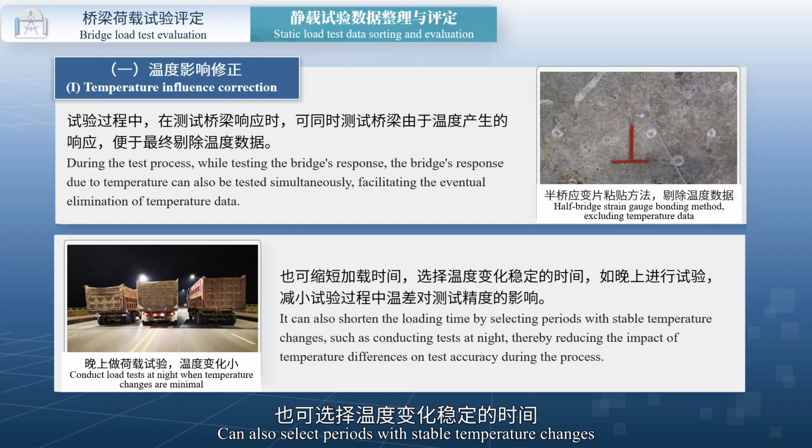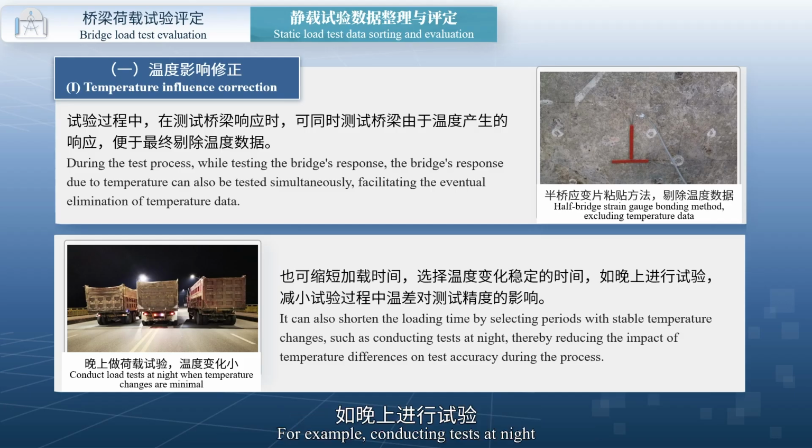We can also select periods with stable temperature changes, for example, conducting tests at night, to reduce the impact of temperature difference on test accuracy during the test process.